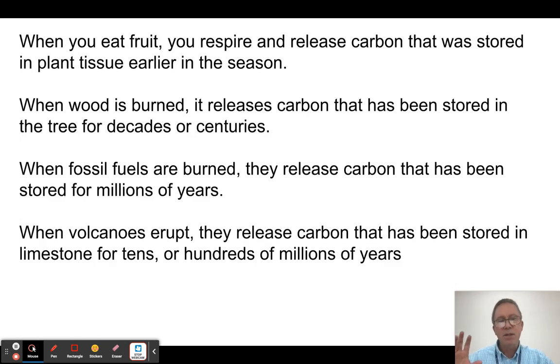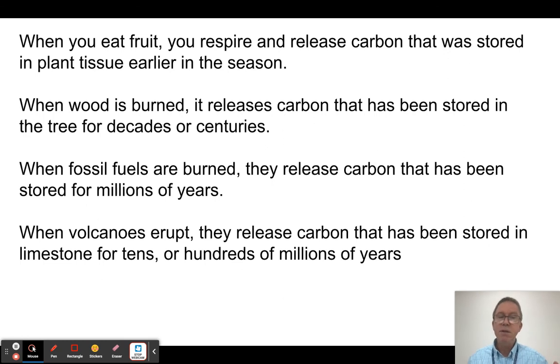Now let's just think about this in terms of a time scale. If you eat a piece of fruit, say an apple, you eat it and then you respire the carbon that was taken out of the atmosphere earlier in that season, right? So it went in early in the season, and comes out later in the season when you respire.